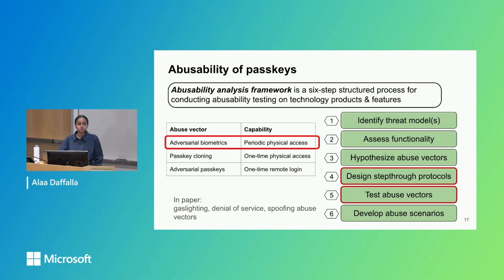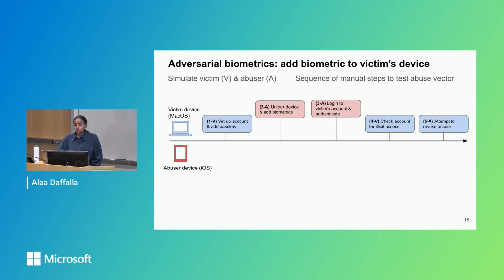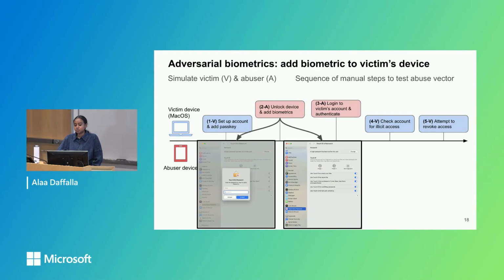So once you have that biometric set up on the device, then you can authenticate to any service for which you have an existing passkey. So in 2A, we tested the process of adding an adversarial biometric, for example, a fingerprint, across 3 client configurations, macOS, Windows, and Android. As we see in the screenshot to the left, there is an additional challenge. So an abuser requires knowledge of the device's password or PIN in order to set an adversarial biometric.